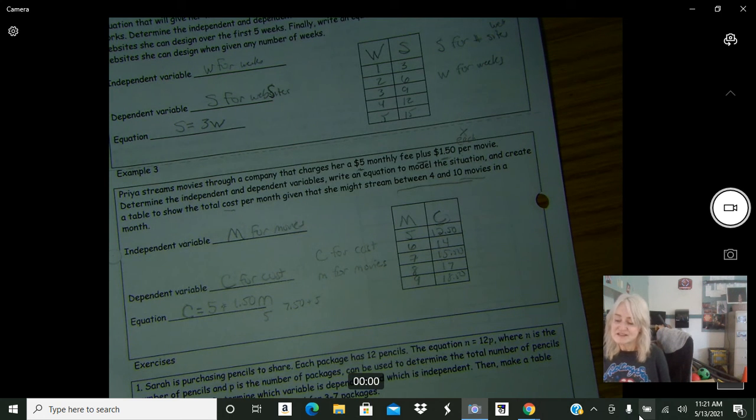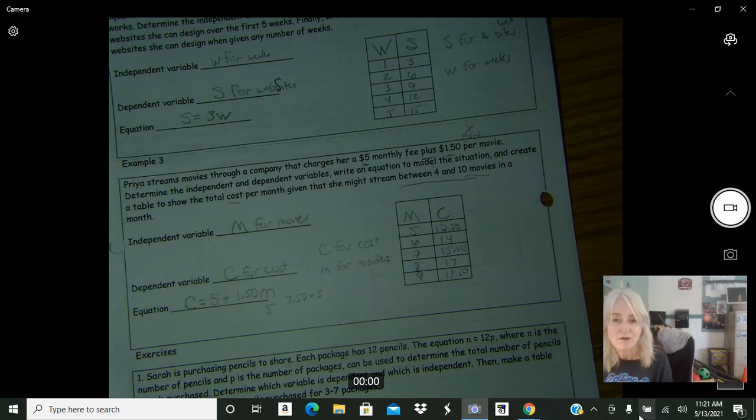So again, you can just let the video stop and you can copy that down. But above all, make sure that you understand it. So you try all of the exercises and we will go over any questions that you have.